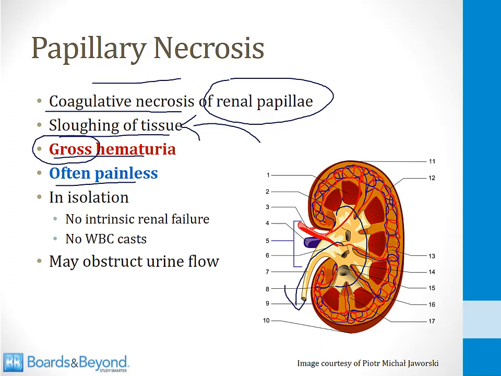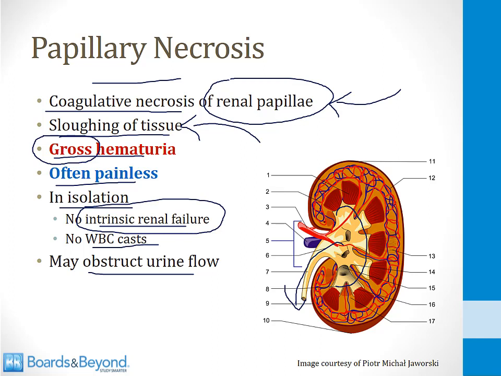Also important to understand is that when this occurs in isolation, there's no intrinsic renal failure or white blood cell casts. That's because the glomeruli and the tubules are not found in the papillae. So when you have damage to this area in isolation, the kidney function remains intact. Now, you can get renal failure in papillary necrosis. That's because the tissue that sloughs off may obstruct urine flow, but you shouldn't see intrinsic renal failure like you do in glomerular diseases or tubular necrosis because those portions of the nephron remain intact.